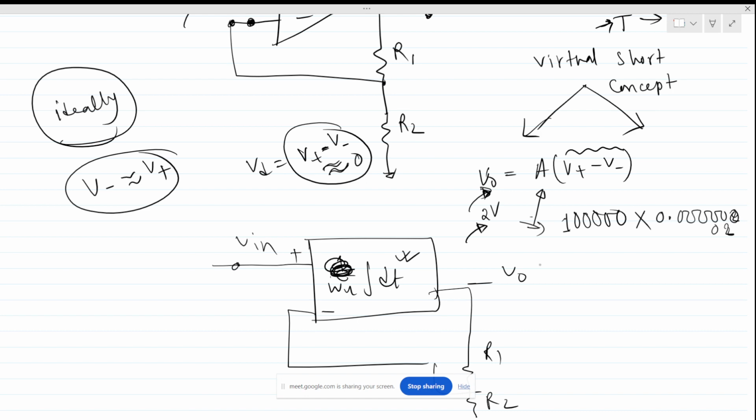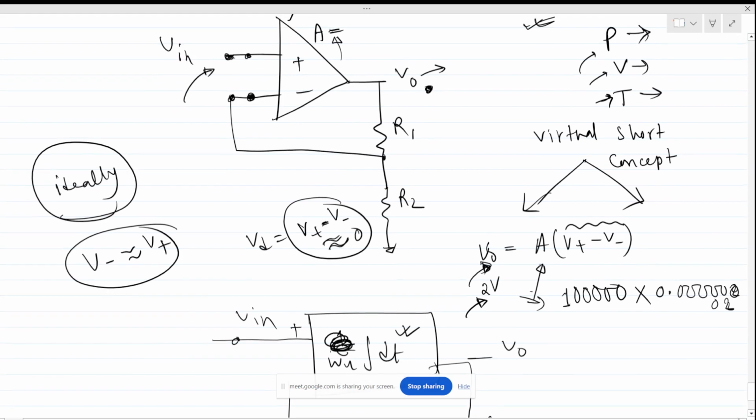So there comes the virtual short concept. We have seen that these two nodes are almost the same, but there is no physical connection like a wire. There is no direct connection between these two nodes, but as the two voltages are almost the same, we consider them shorted. Like if there is Va and also Va, we can directly short this out. So basically the virtual short concept comes from there.